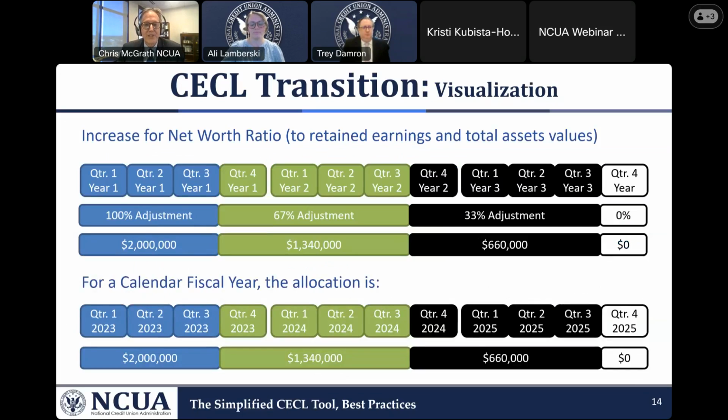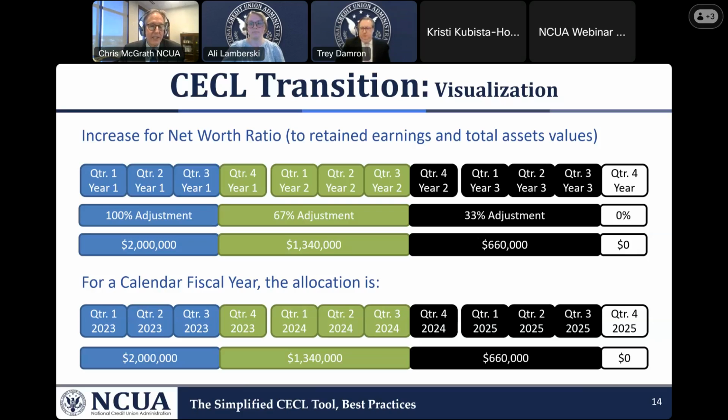We always like to have a visualization. So here, a common question that comes up is, how does the amortization work for the CECL transition amount? In this visualization, we can see the way it is amortized over 3 years. At the end of the first year, the fourth quarter of the calendar year for calendar year credit unions, the add back is 67% of the CECL transition amount.